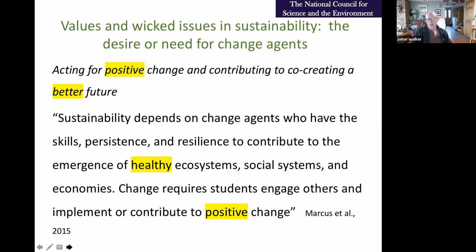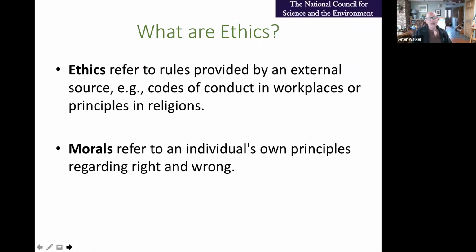Next slide, Rod. And to be clear, ethics is not really the same thing as morals. Morals are what we all have individually. It's what drives us. Ethics is a more social thing. It refers to, if you like, those rules by which an external source like a code of conduct in workplaces is applied. So ethics are what we agree as a profession are applicable to our work.